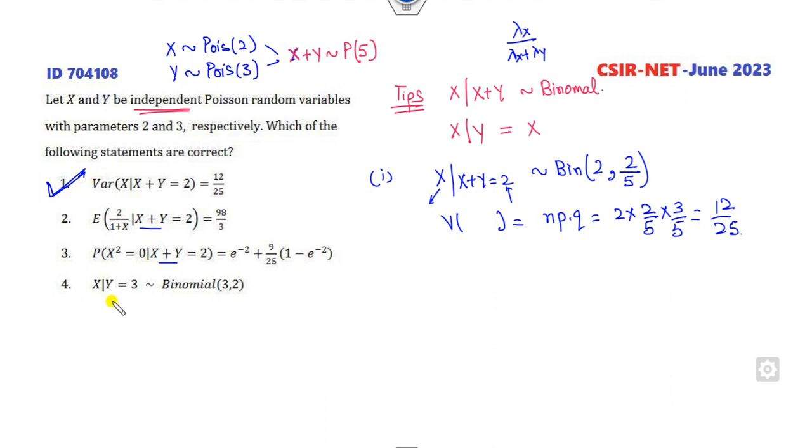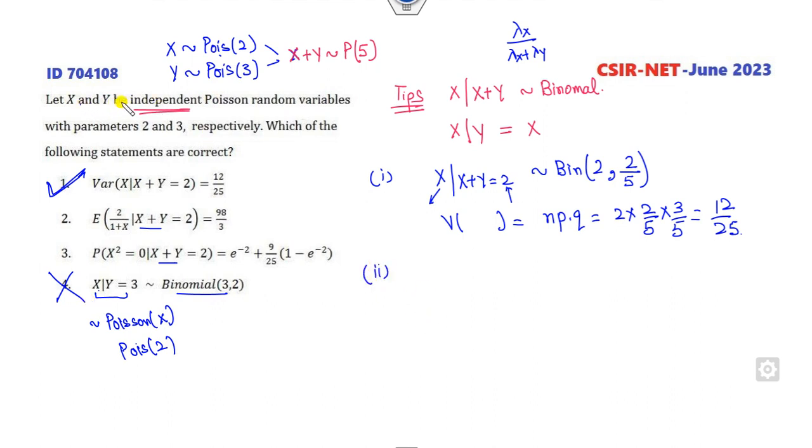Fine. Look at the last option. This is the x conditioned on y. Because they are independent, it follows the Poisson distribution of x. What is the Poisson distribution of x? It is 2. So it is Poisson of 2, but he said binomial. So this option is cancelled.